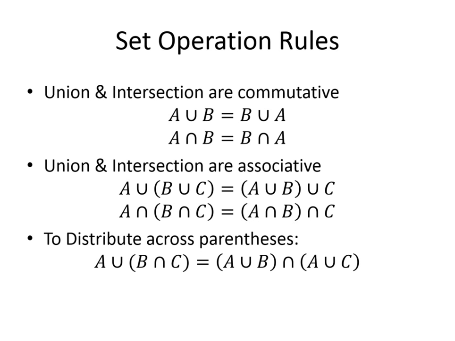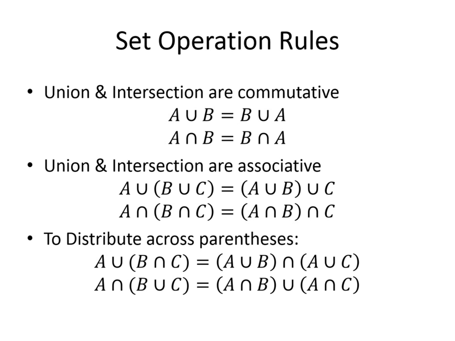So for example, if you're interested in taking the union of an intersection, what you can do is first take each of the unions separately, and then take the intersection of the results. If you need to take an intersection of a union, you can take first the separate intersections and then combine those with a union.